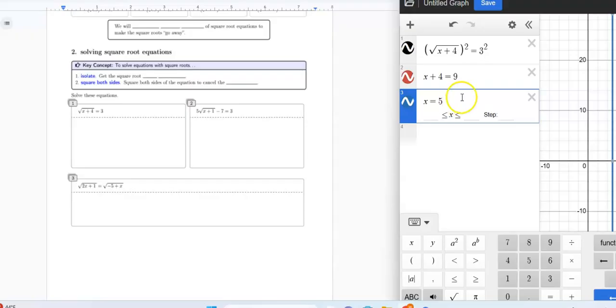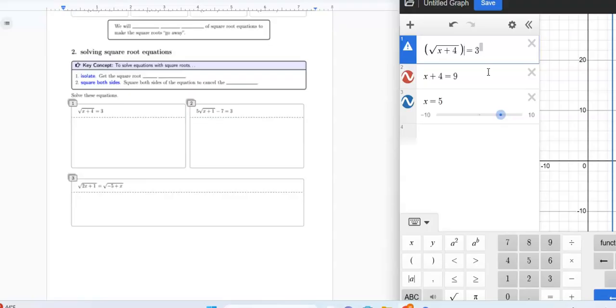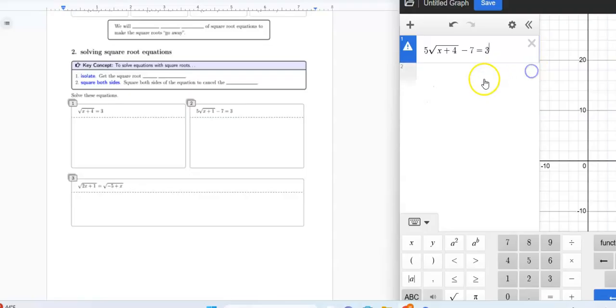Now, as for the second example, notice they put a 5 here and minus 7 here. In this example, I have to make the square root thing be by itself. Oh, it's plus 1. So I have to get rid of this 5 and I have to get rid of the 7.